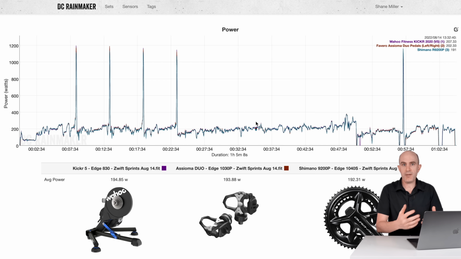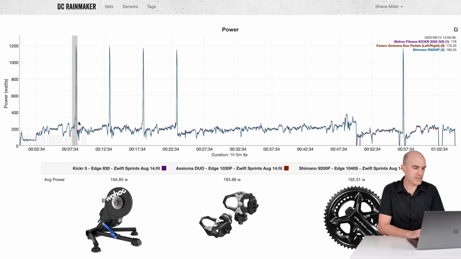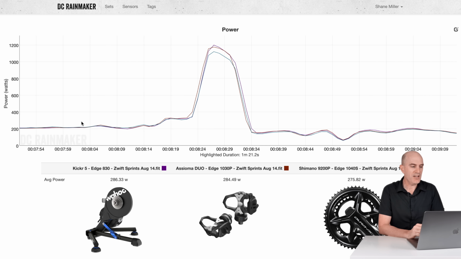On to data set number three, back indoors, and time to press some pain points of the sprint performance of this power meter. Kicker 5, Assioma Duo, Shimano 9200P with 5 sprints. The 4 are what I'll focus on at the start here to try and save some time. Diving into the first sprint, 1 power meter reading low, and that was the Shimano 9200P.